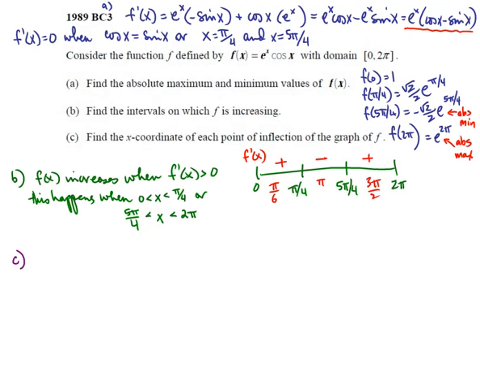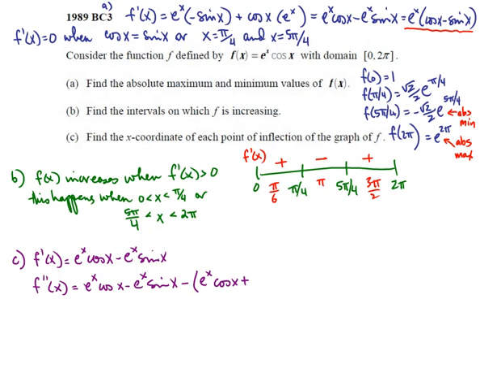In part C, we want to find the x-coordinate of each point of inflection. Well, I'll go back to the first derivative in unfactored form. And I have e to the x cosine of x minus e to the x sine of x. And we need to find the second derivative. Well, our original function was e to the x cosine of x, so the derivative of that piece is just the first derivative. And then minus the quantity. Derivative of e to the x sine x is a product rule, 1 d2. That's e to the x cosine of x plus 2 d1. And that'll be e to the x sine x.